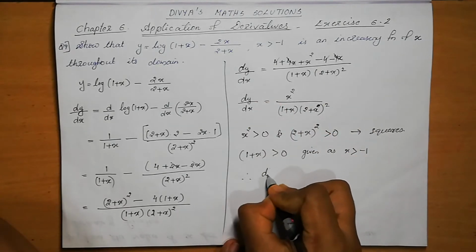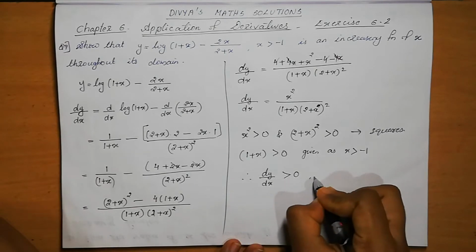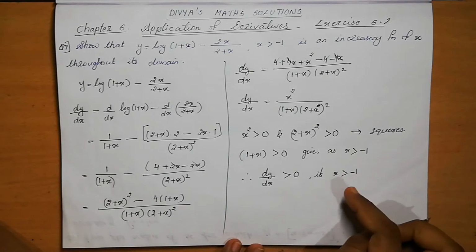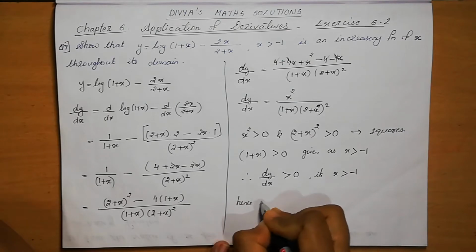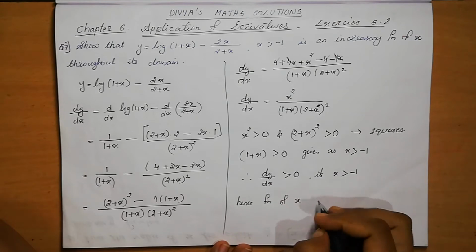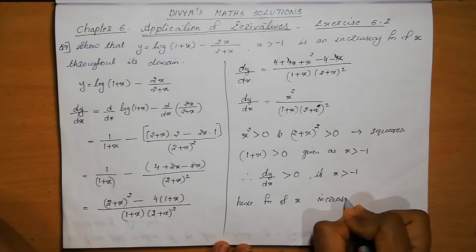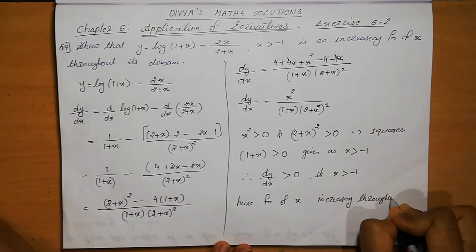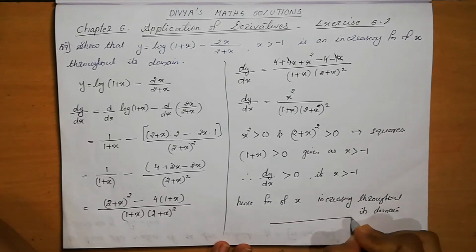Therefore, dy by dx, the first derivative, is also greater than 0 if x is greater than minus 1. So the function is strictly increasing throughout, we can write. Hence, the function of x is strictly increasing, or increasing, throughout its domain. Hence proved.